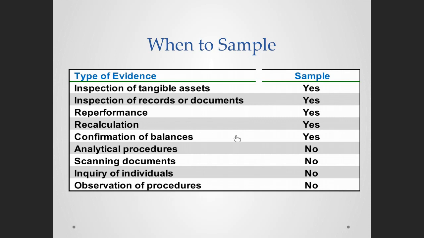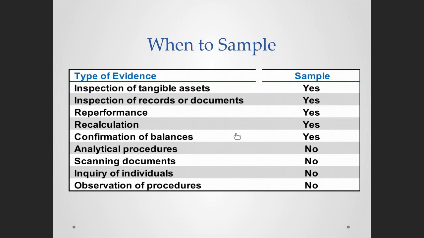The fifth one is confirmation of balances. Confirmation of balances is usually done with third parties. So let's say the client has 5,000 customers, and each one of them has an accounts receivable. Well, you cannot call 5,000 customers and check the accounts receivable balance with them. So you can take a sample from that 5,000, and call 50 or 100 customers of your client, the company that you're auditing, and then confirm those balances.